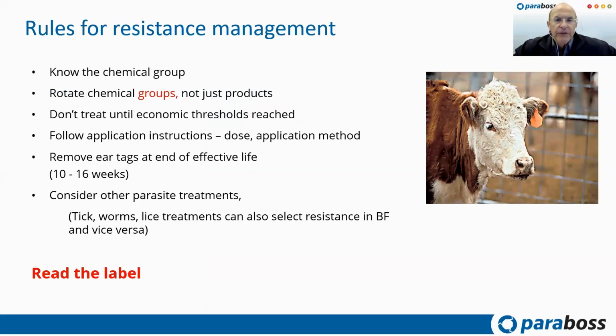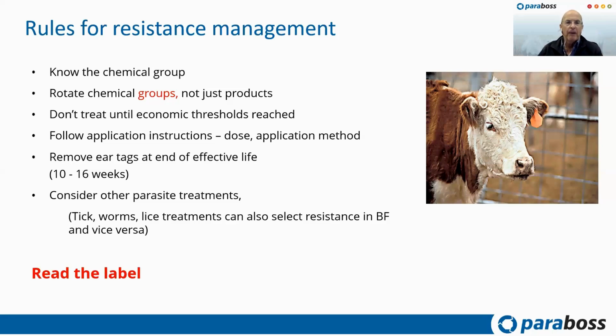A few rules for resistance management that I'm just going to flick through here. First is, as I said, know your chemical group so you can rotate them. And the point here is rotate chemical groups, not just between products. You need to know that the products you're going to rotate are in different groups. The second thing is don't treat when you don't have to. So if your management system allows it, don't do your first treatment, or don't put the tags in, until you reach those economic thresholds. As I said, in beef cattle, that's about 100 flies per side.